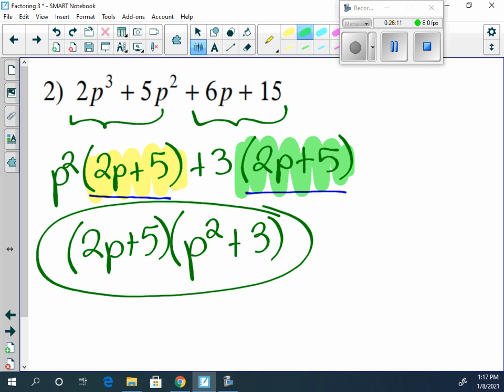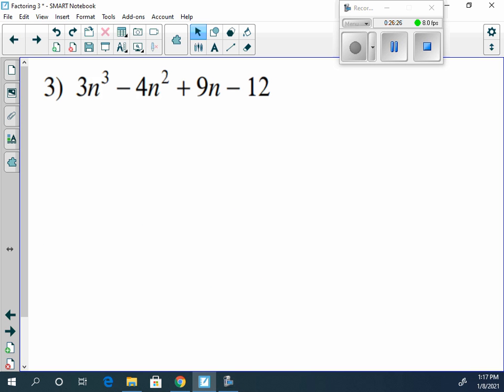Now, if for some reason you get the first set of parentheses and the second one's not matching up, look back at the first one and see, is there another greatest common factor that I could use? There could be a bigger one we just missed. All right, let's look at this one here.